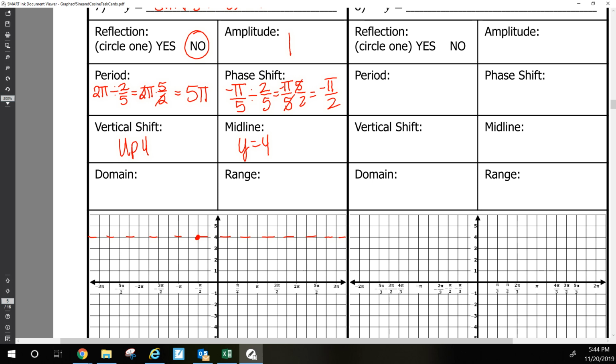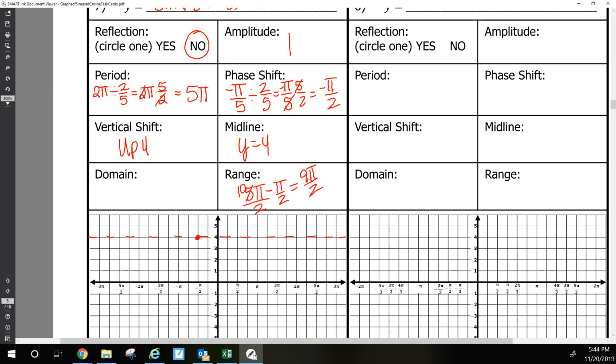But we got to figure out where does my cycle or my period finish, right? Well, if the period is 5 pi, if I take 5 pi and add it to -pi over 2, that will tell me where this whole cycle ends. So finding a common denominator, that makes this 10 pi over 2 minus pi over 2, that's going to be 9 pi over 2. Well, the problem with that is we only go up to 6 pi over 2. I don't have a 9 pi over 2.